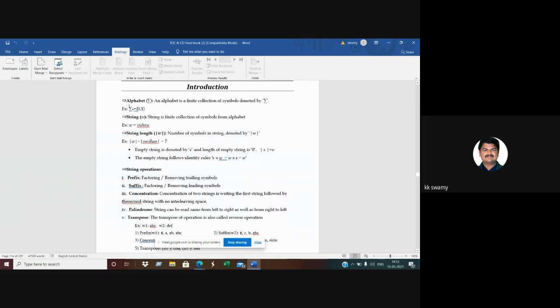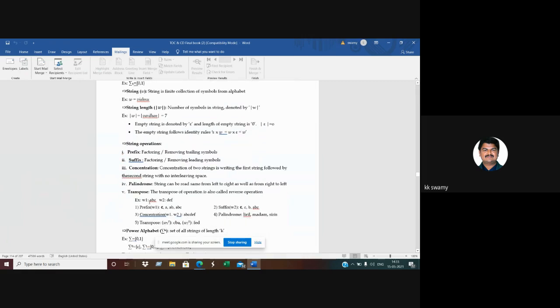Next are the remaining operations: prefix of a string and suffix of a string. What is the prefix and what is the suffix of a string? The prefix means the leading characters of the string. Suffix means the trailing characters of the string. Suppose I consider W1 and W2, where W1 is A, B, C and W2 is D, E, F.